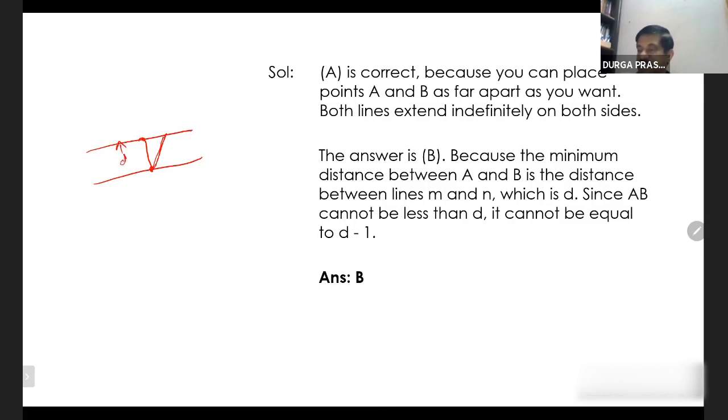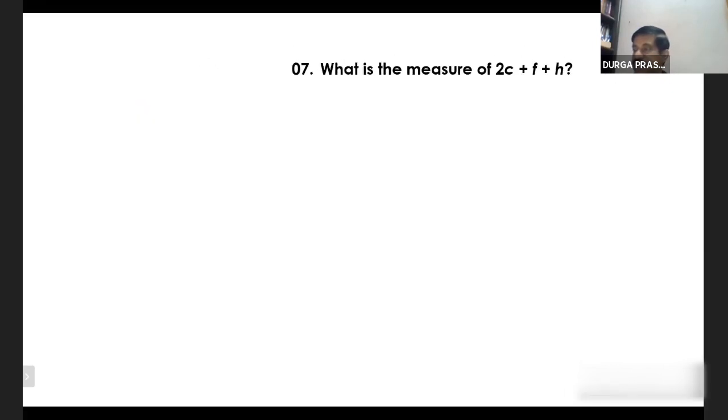If I call this distance D, if A and B are like this, it is always equal to D. If A and B are like this, it is always greater than D. AB is greater than D, or equal to D, like that. So the minimum distance that could be possible between A and B is equal to D, but not lesser than D. So it cannot be equal to D minus 1, because D minus 1 is lesser than D, so option B cannot be the answer. So let us go to the next question.